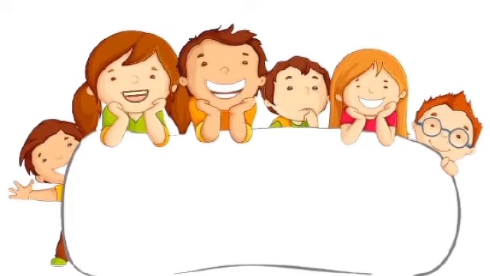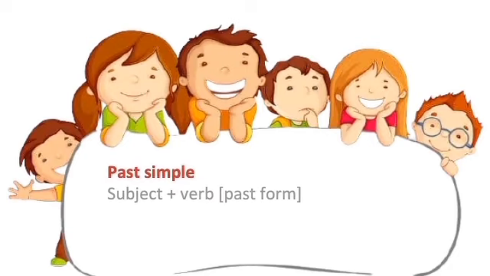Was and were are commonly used in three situations. The first is in the past simple tense. This tense is used to describe something that has already happened. The sentence structure is the subject plus the verb in the past form.